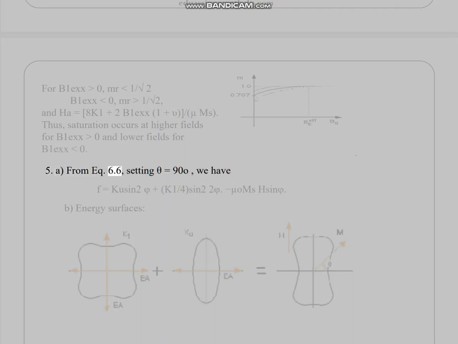5a. From EQ 6.6, setting theta equals 90 degrees, we have F equals Q sin^2 phi plus K1/4 sin^2 2 phi minus mu0 Ms H sin phi. B. Energy surfaces.